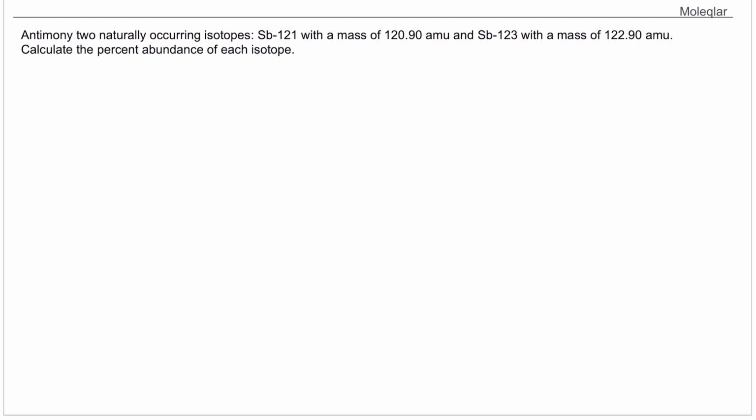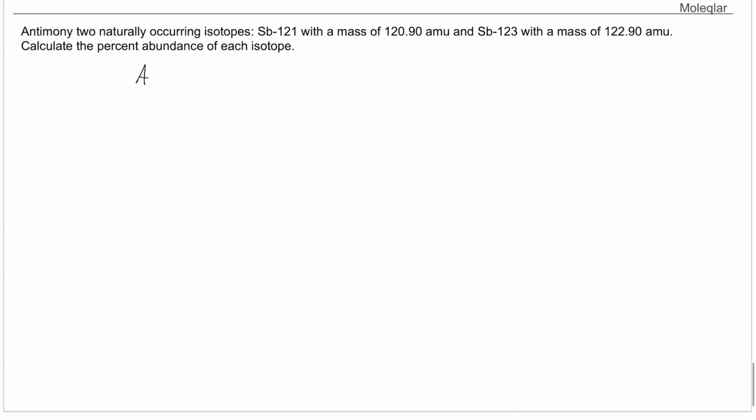The first thing we need to do is start off with our basic equation. Our average mass is equal to the percent of 121 times its mass plus the percent of 123 times its mass. We know the masses of each of these isotopes, but we don't know the percentages and we don't know the average mass. However, if you watched the previous videos, we can find the average mass on the periodic table of elements, and that's 121.76 AMU.